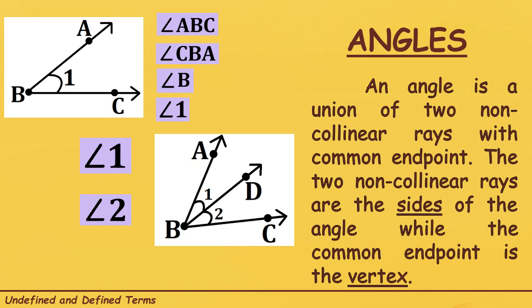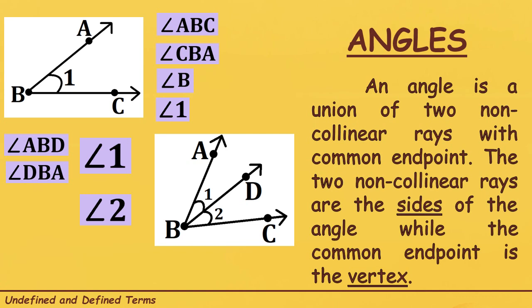Sa angle 1, pwede nating sabihin na meron tayong angle ABD. Yung angle ABD, letter B is the vertex, so kaya siya ay nasa gitna. Pwede naman nating sabihin na angle DBA, na baliktad lang yung nasa unahan na letter at nasa dulong letter. Hindi pwedeng mabago yung nasa gitna, which is the vertex.